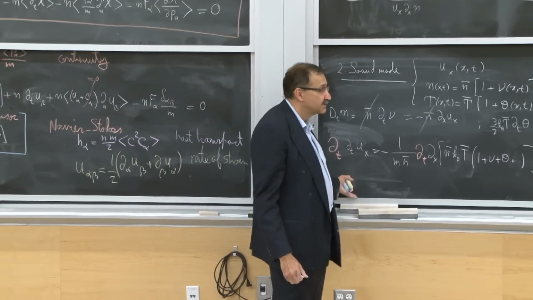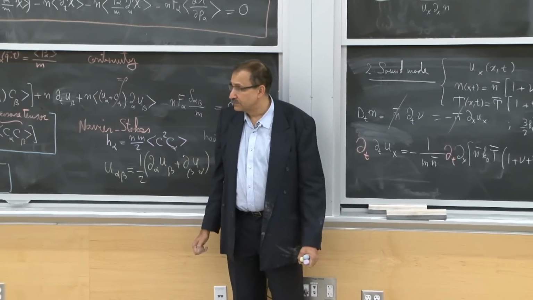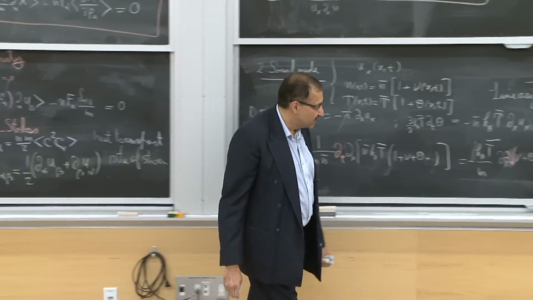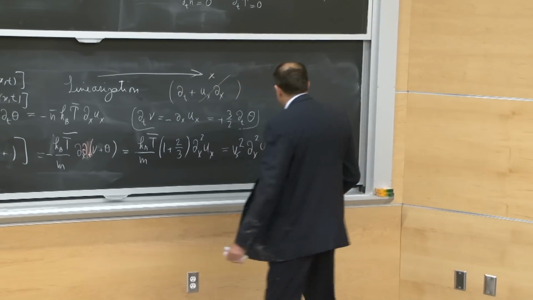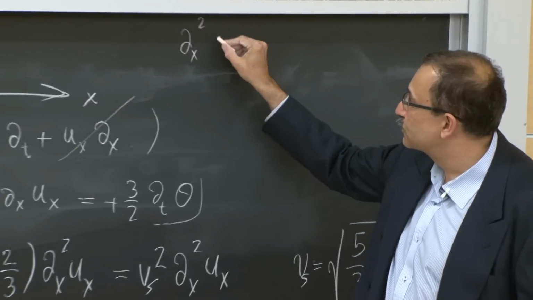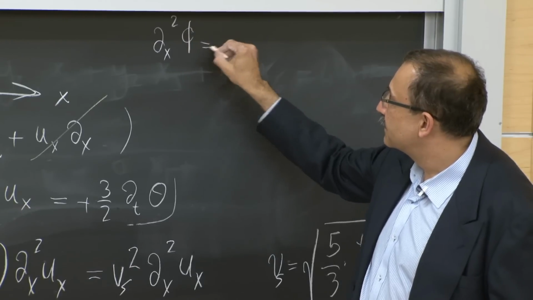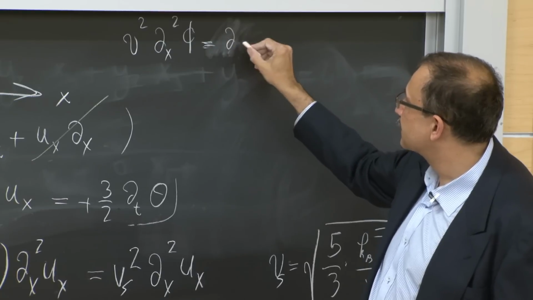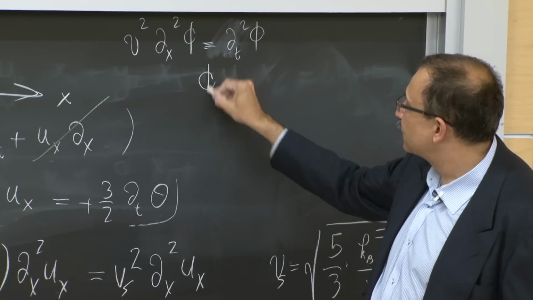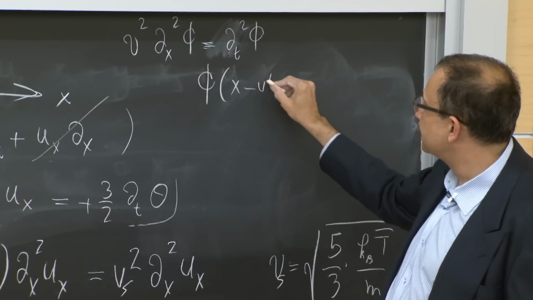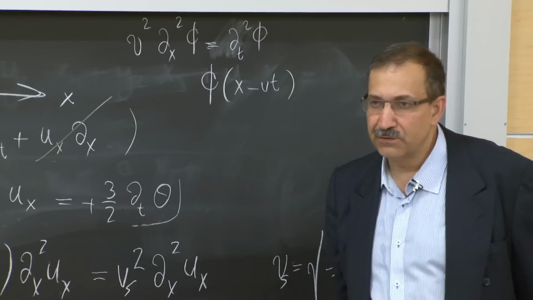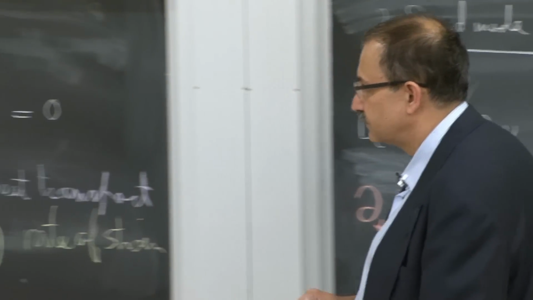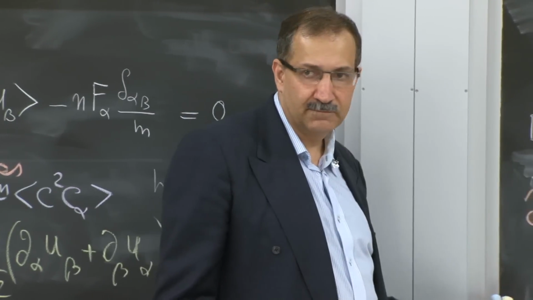And how did you know that that is the undamped oscillation, the solution that you got? Because I know that the solution to the equation, d squared by dx squared of anything equals 1 over v squared times d squared by dt squared of anything, is that phi is some function of x minus vt. That is a pulse that moves with a uniform velocity, and is a solution to this equation.